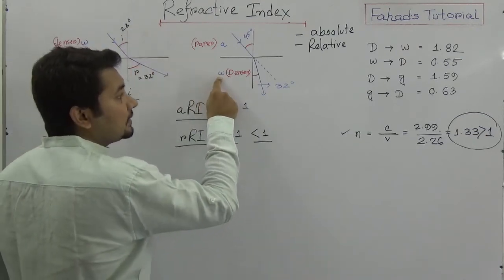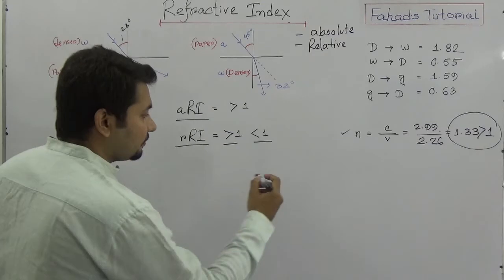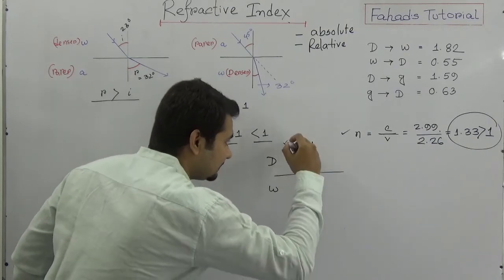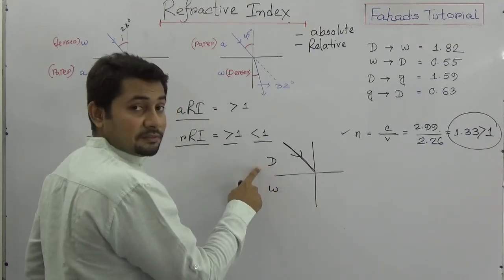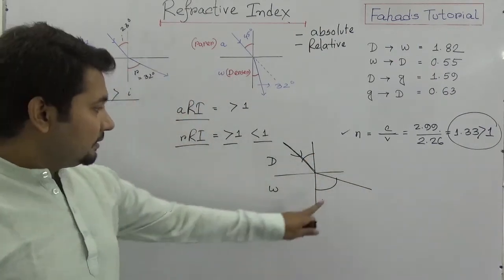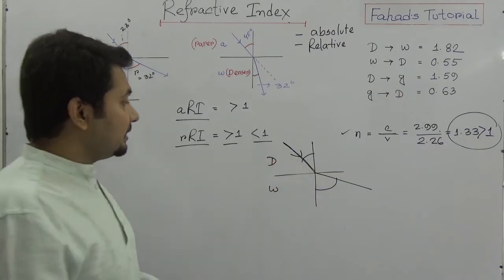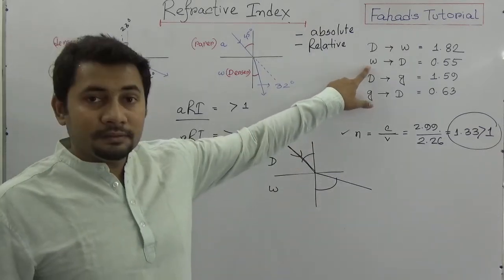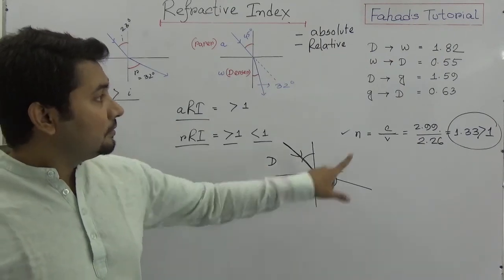So if it is diamond and if it is glass, or if it is water and diamond, think about water and diamond. From the diamond, water is there, so this is rarer with respect to denser, so it would be like this. Now you see the angle of it is definitely greater. So if you divide the smaller angle by the greater angle, then definitely it will be less than 1. So the refractive index of water with respect to diamond is less than 1.